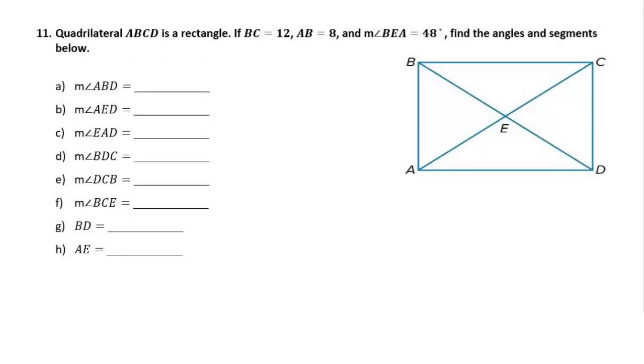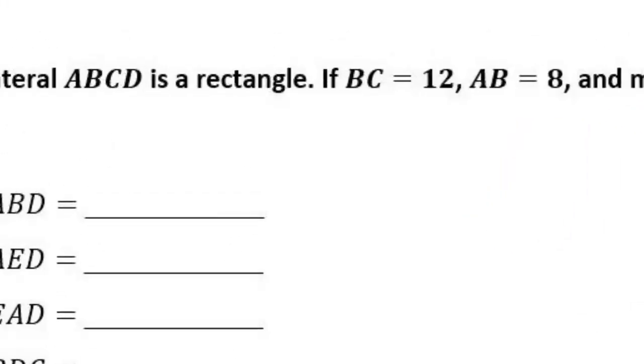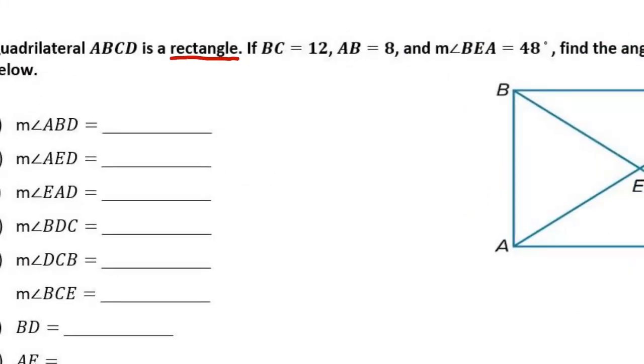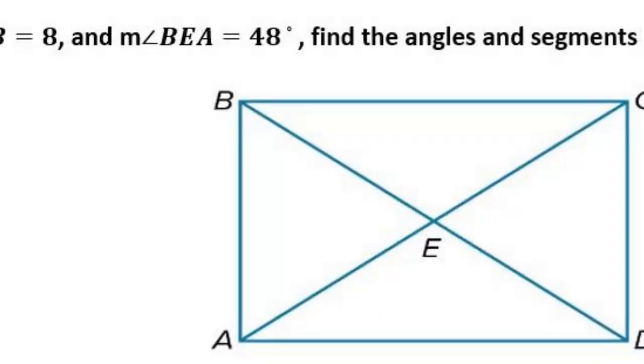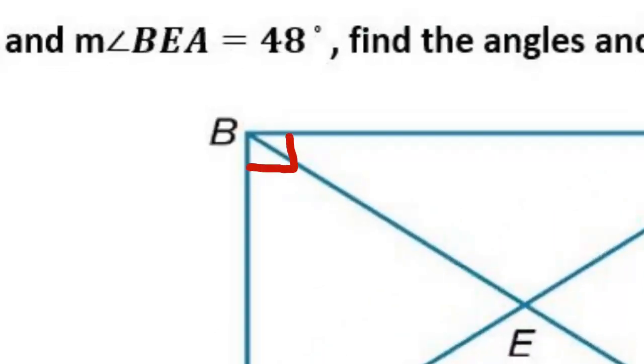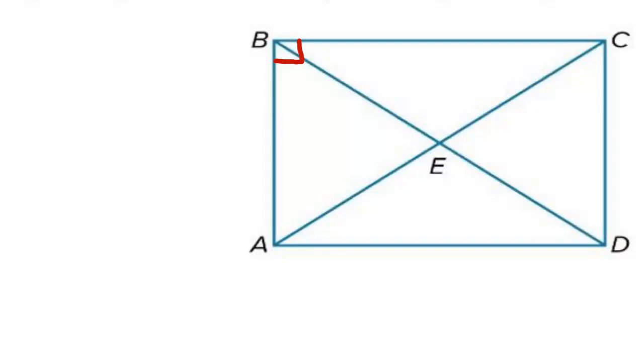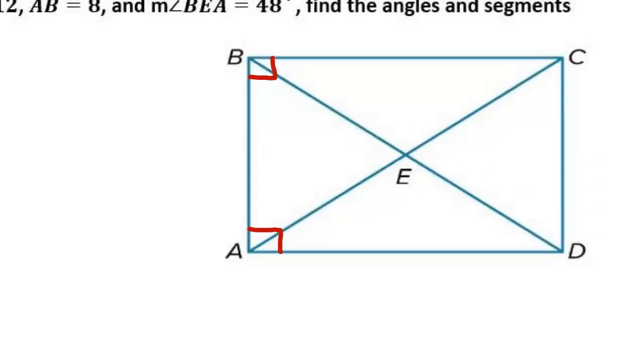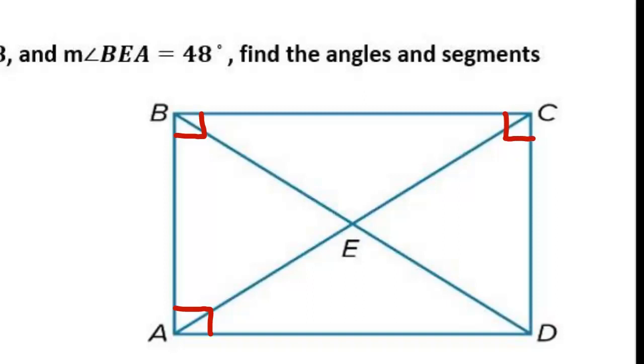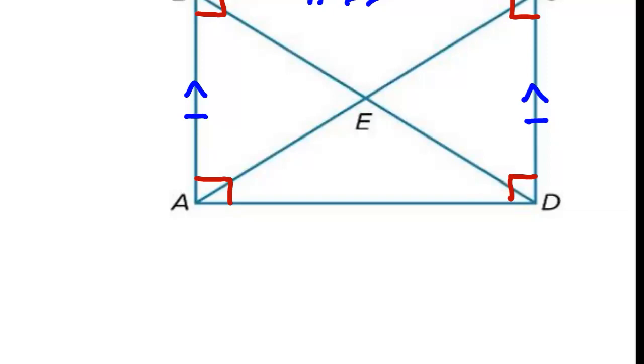We have a quadrilateral ABCD, and they tell me that it is a rectangle. So there's a whole bunch of information that I know by understanding that this is a rectangle. I know that all 4 corners are right angles. So I'm going to go ahead and mark that on my picture. I know that opposite sides are parallel and congruent. So AB and CD are parallel and congruent. BC and AD are parallel and congruent.